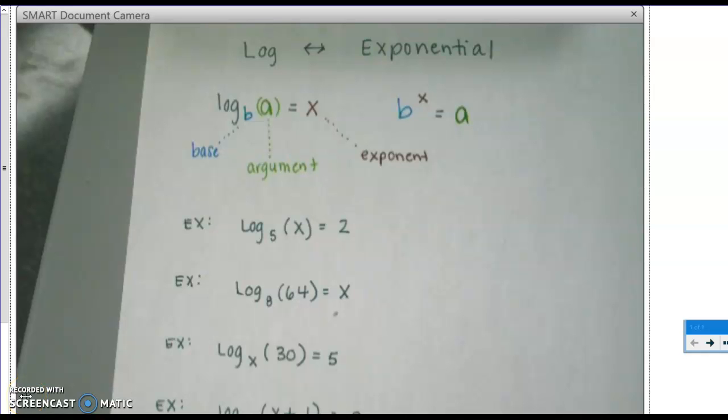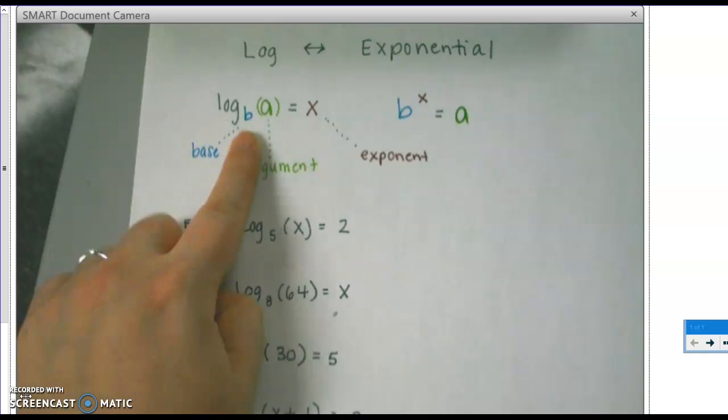Hey everybody, this video is going to show you how to convert a logarithm equation to exponential form for the purpose of solving the equation. So these two are inverses of each other, the same way addition cancels out subtraction or multiplication cancels out division. If you have a log equation, you have to convert it to an exponential equation in order to solve it.